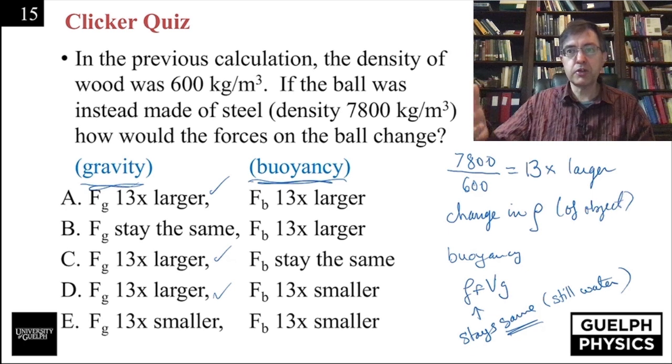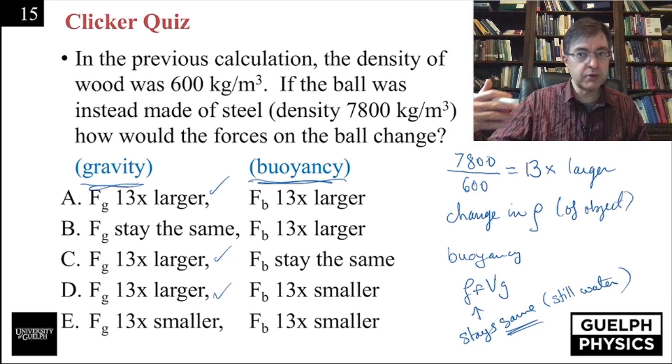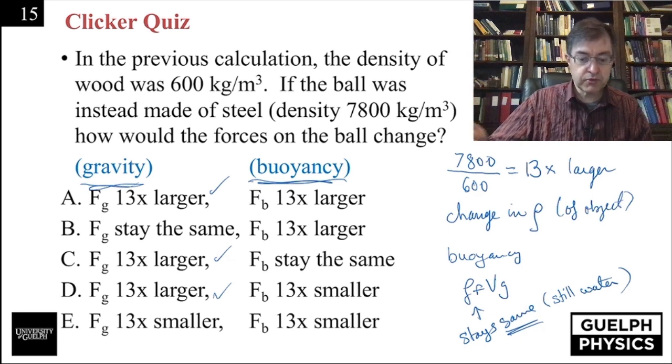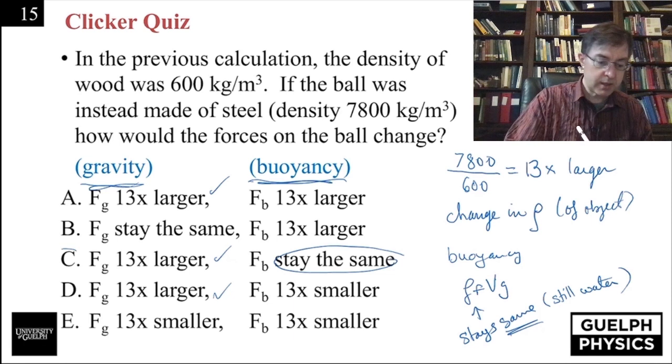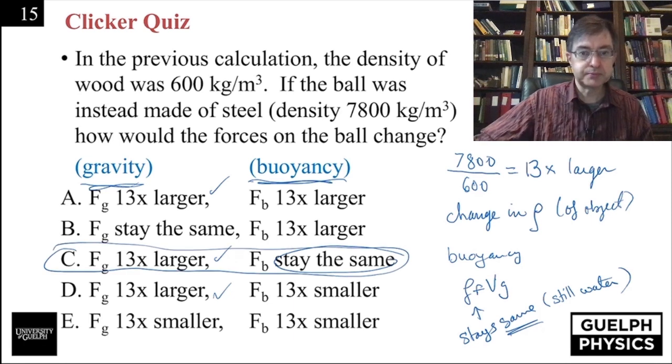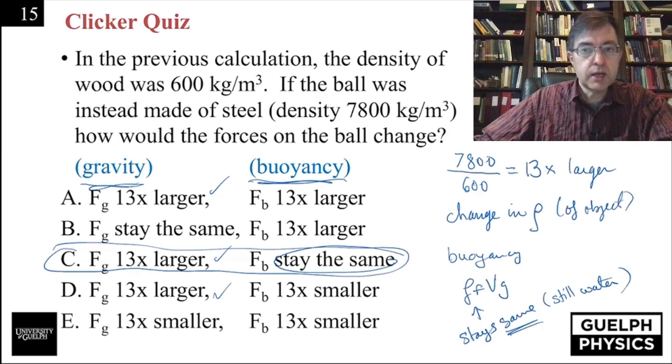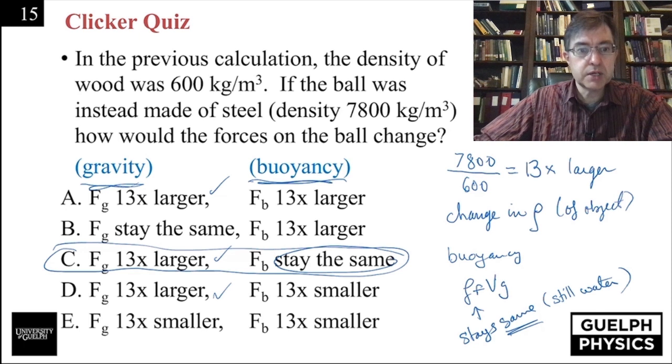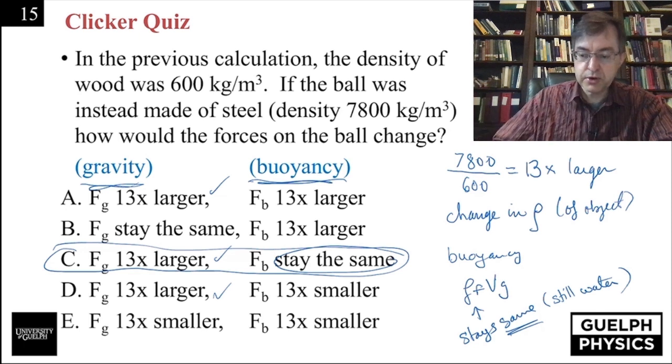So because the volume of the object and the density of the fluid remain the same, the buoyancy force actually stays the same. And so the answer in this case is C. Okay? So that gives you some examples of how to actually calculate the buoyancy force.